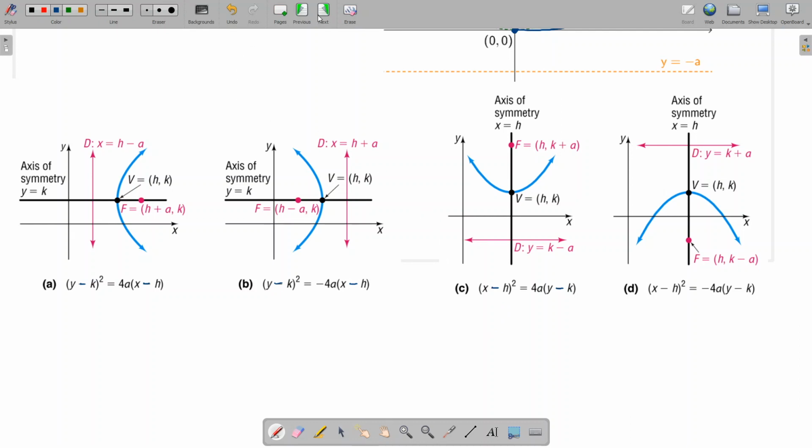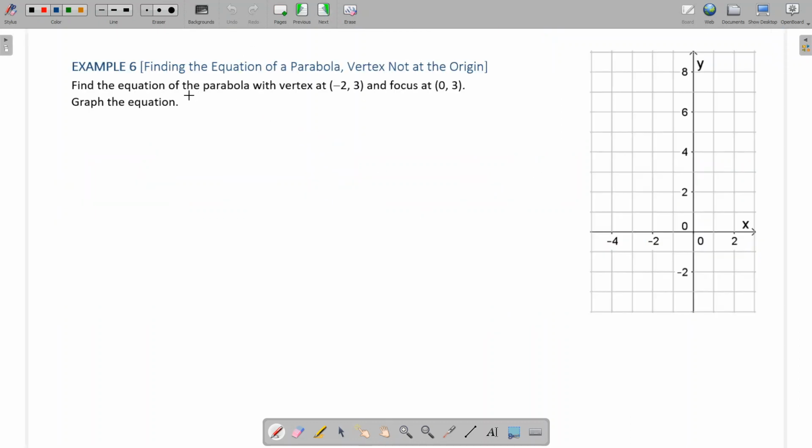So let's see an example with these. Okay, this says find the equation of the parabola with the vertex at (-2, 3), and the focus is at (0, 3). So let's plot that. Vertex back 2, up 3, and focus is (0, 3). These are the ones where it's really critical, I think, for you to label, because you can easily get it messed up or get it backwards if you don't have them labeled.